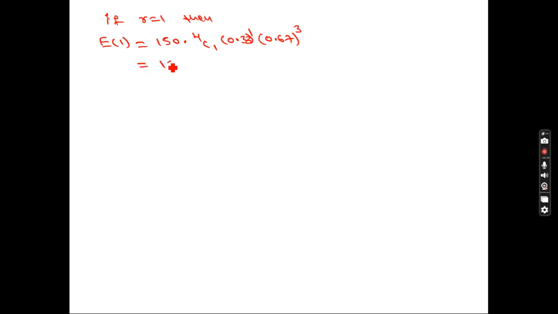So now you have 150 into 4C1, which is always 4 only. If you don't know, you can apply the nCr formula, n factorial by n minus r factorial into r factorial, and you can get the 4C1 value, which is 4. 0.33 power 1 is 0.33 only. 0.67 power 3 means we multiply 0.67 into 0.67 into 0.67, 3 times, and you will get 0.301.